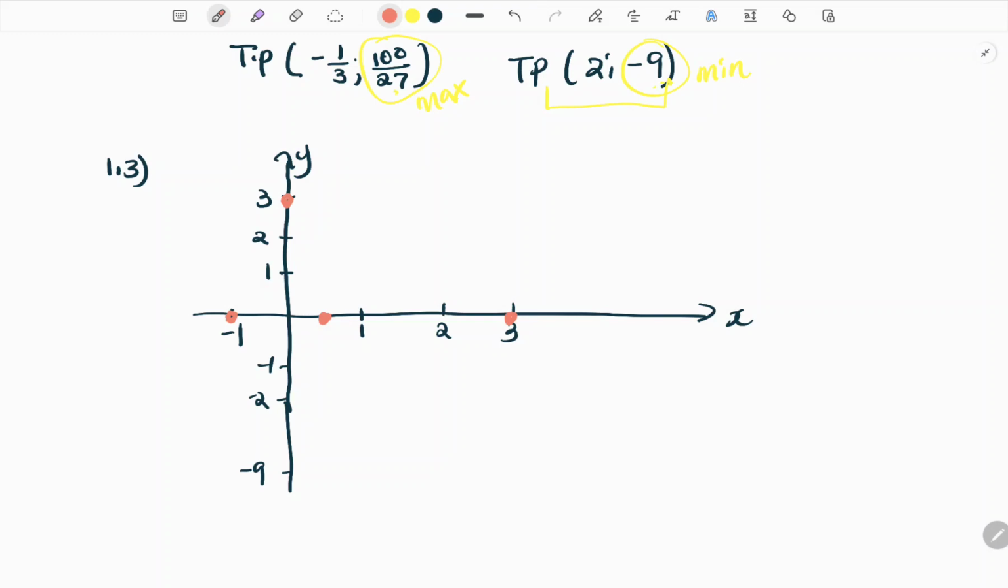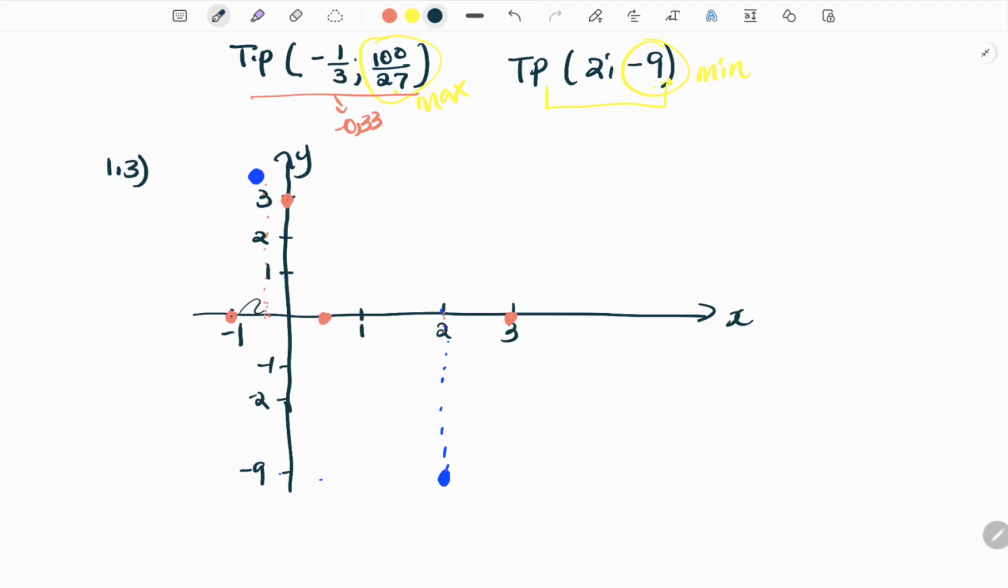Then your turning point now, negative 1 over 3. The first one is negative 1 over 3. It's somewhere here, negative 1 over 3, which is negative 0.33. This is negative 0.33, which is somewhere here, and then that one it's a 3.7. 100 over 27 is 3.7. So it's somewhere there. That is your turning point. Another one, 2. Let me just use a different color for turning points. And then 2, negative 9. Another point there for turning point.